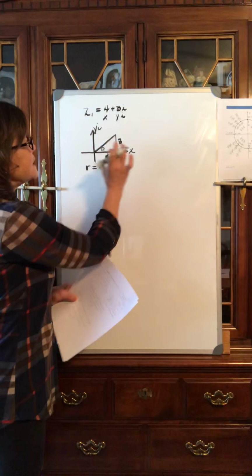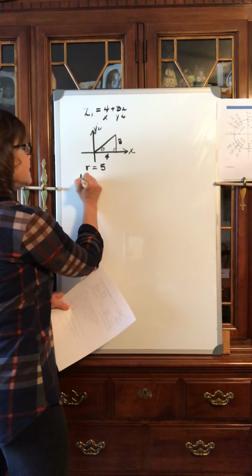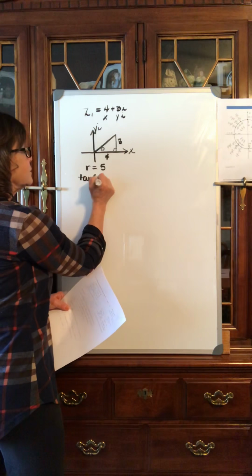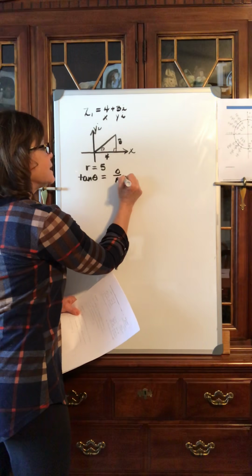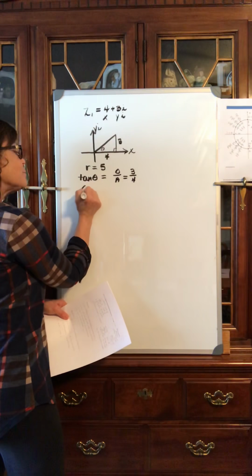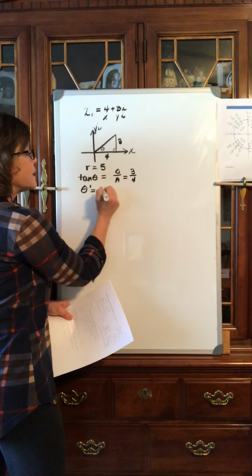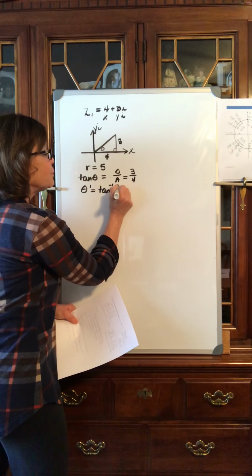Now I've got to use my tangent function to find that angle theta. Tangent of theta is equal to opposite over adjacent. The opposite side is 3, the adjacent side is 4. So my theta prime is going to be inverse tangent of 3/4.